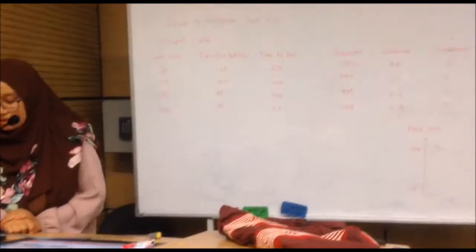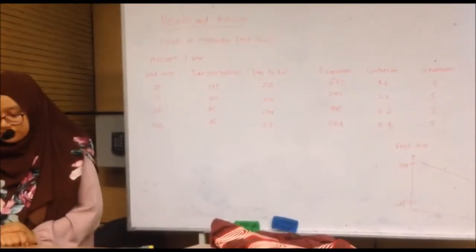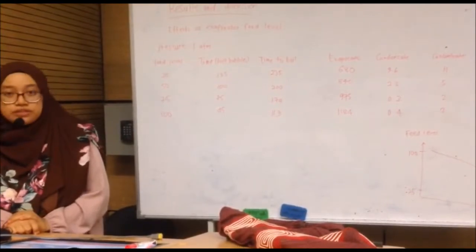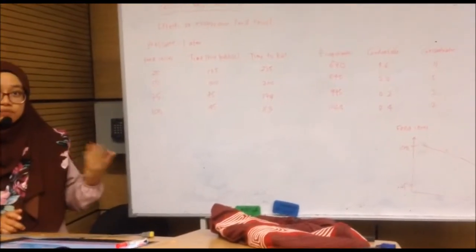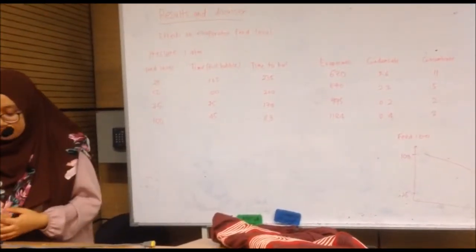Next, in terms of the volume of evaporate, concentrate and condensate, the higher the feed level, the higher the volume of evaporate and concentrate. Since the feed level is higher, more solution is retained inside the evaporator column, so more liquid is vaporized, meaning liquid turns into vapor.